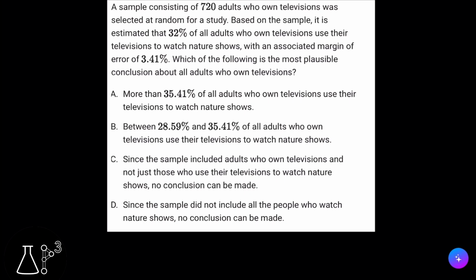So we're given that there's an estimated percentage of 32% that all adults who own televisions use their televisions to watch nature shows, and we're given a margin of error of 3.41. So all I have to do for this question is just add and subtract 3.41 to look for my possible true percentage value of the adults that actually watch nature shows.